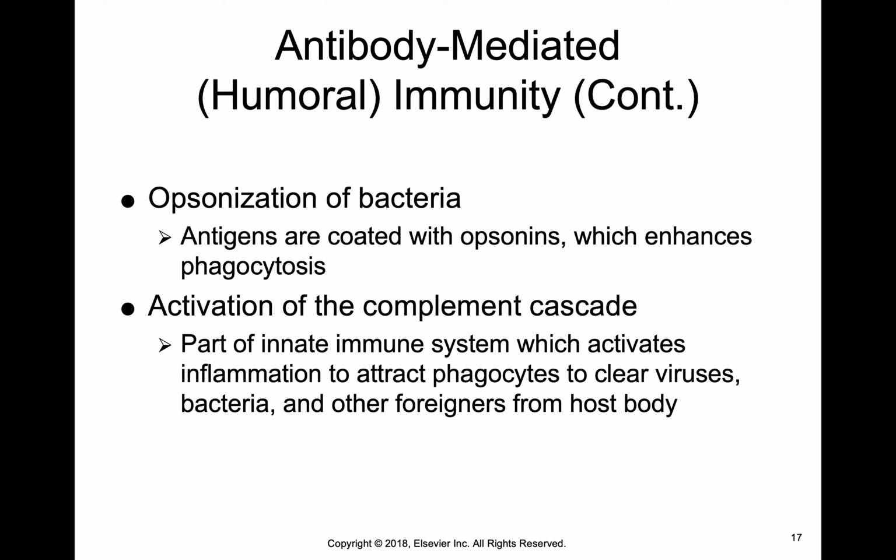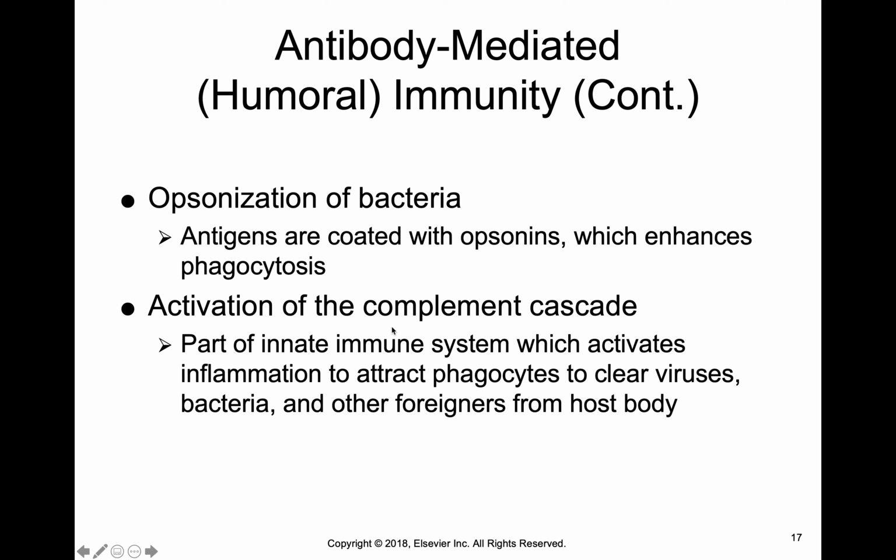There is a term called opsonization of bacteria. Bacteria present antigens. These antigens are then coated with opsonins, which also enhance phagocytosis. So along with the MHCs, along with the CD4 helper cells and antigen-presenting cells, we also have opsonization, which is again just coating this foreign invader with markers such that all the other components of the immune system can come and destroy it.